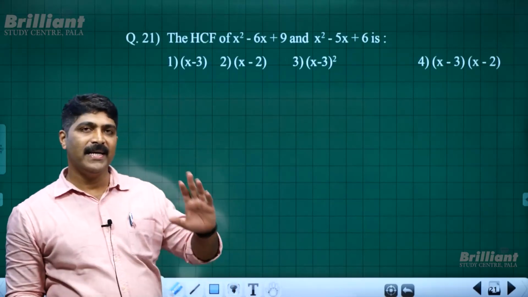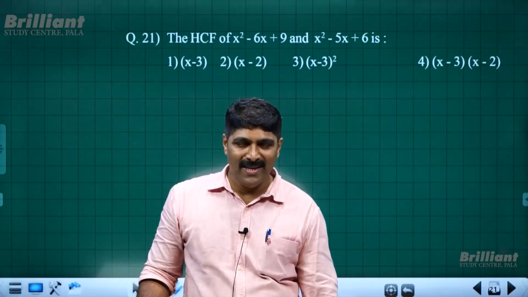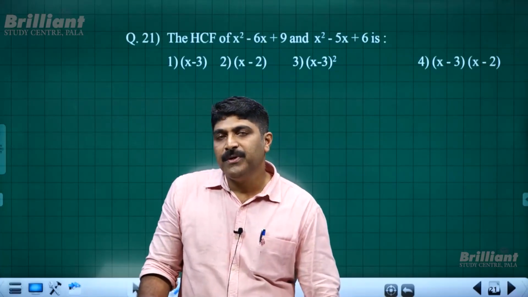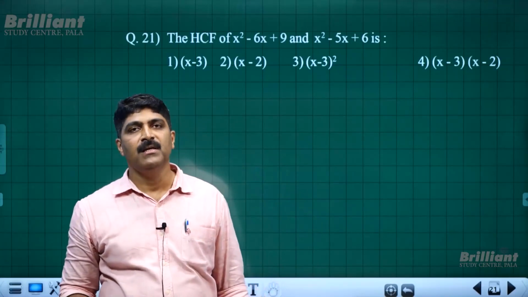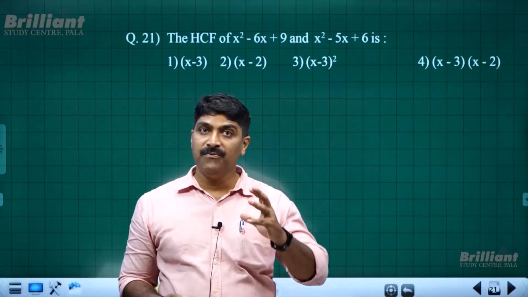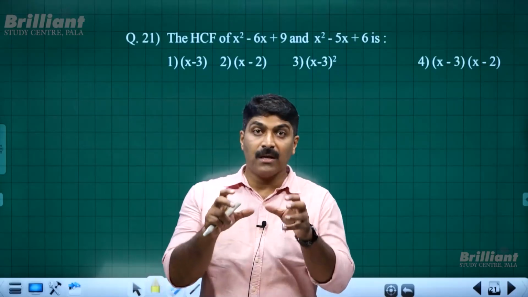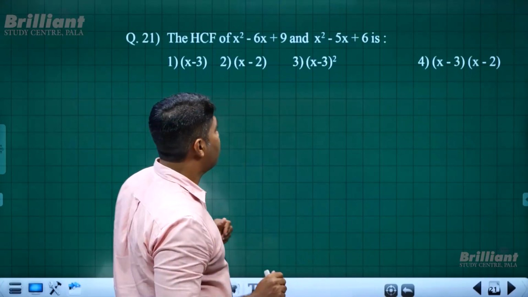So the two quadratic expressions we have are based on the concept of factorization. You have to consider which are the factors of these two quadratic expressions for finding the HCF. HCF is nothing but the highest common factor. We have to consider the common factor from both the factorized forms of these two expressions.